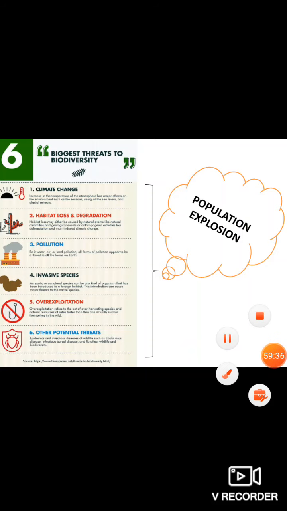I hope you have understood all these concepts until here. So we have discussed biodiversity and the biggest threats to biodiversity. 6 different threats we have seen. Next class we are going to see more about population, and we are going to end this module by understanding how you are going to conserve biodiversity.